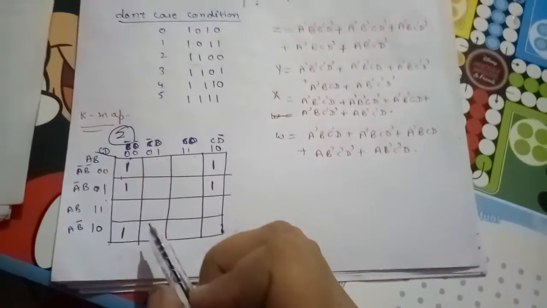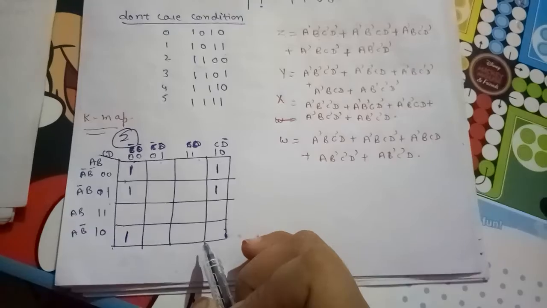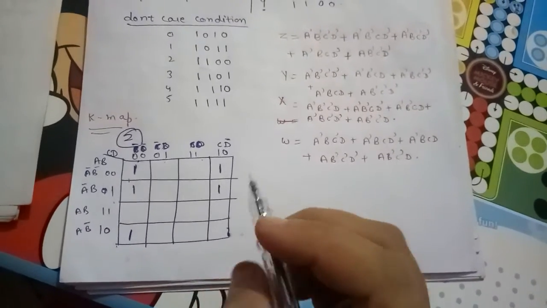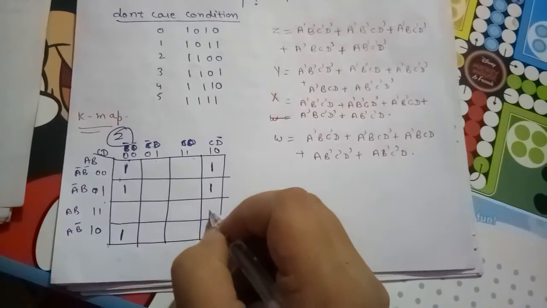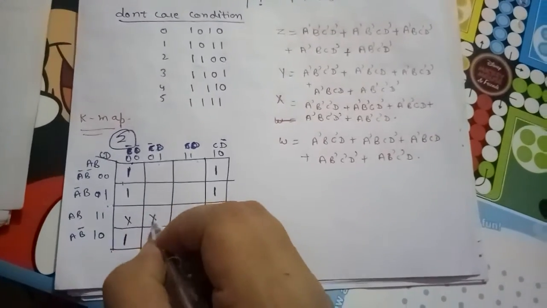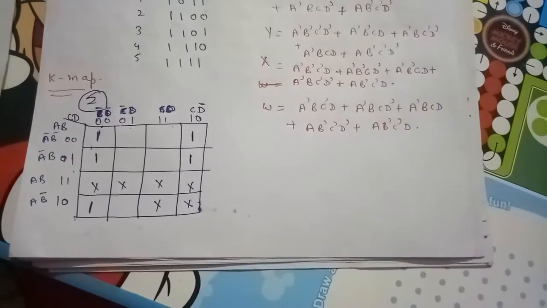Now at the remaining locations we have to fill in the don't care conditions, and the don't care conditions are from 10 to 15 onwards. So we'll write it like this. These are the don't care conditions. We have filled in all the don't care conditions, and now we start grouping them.